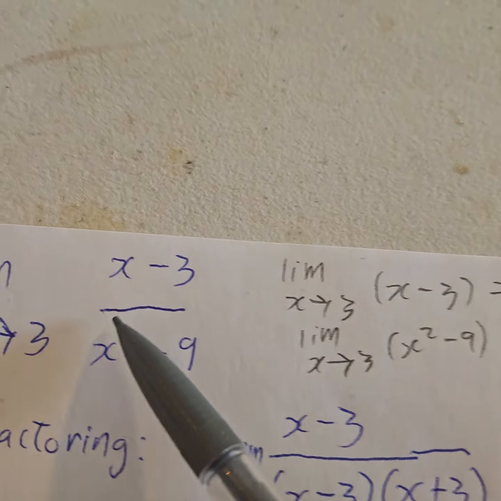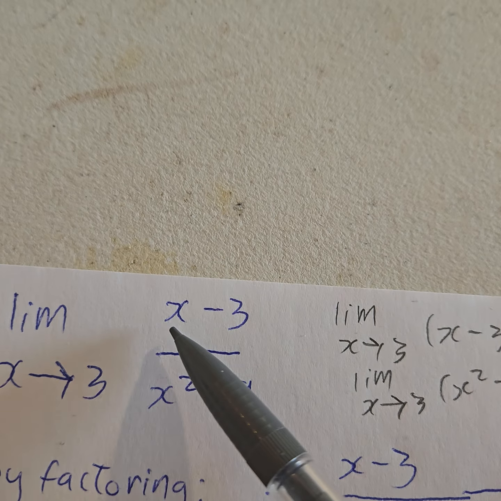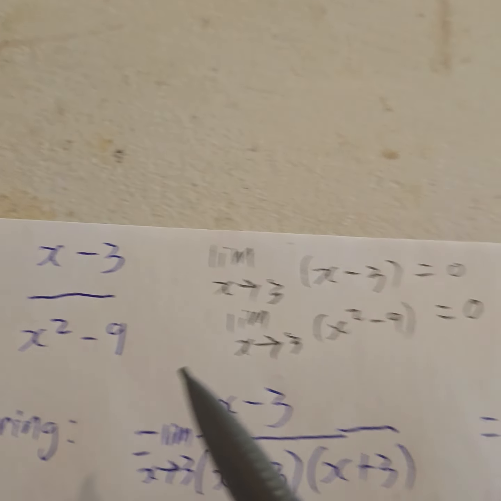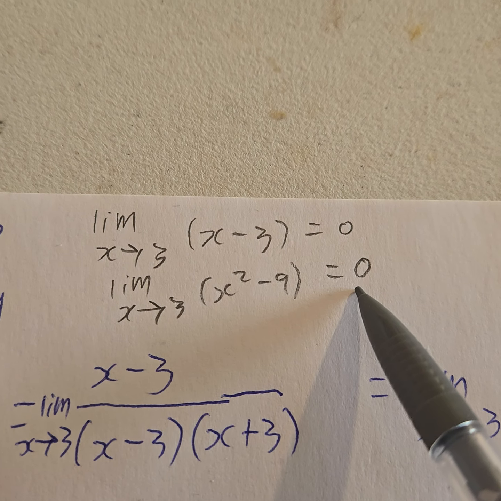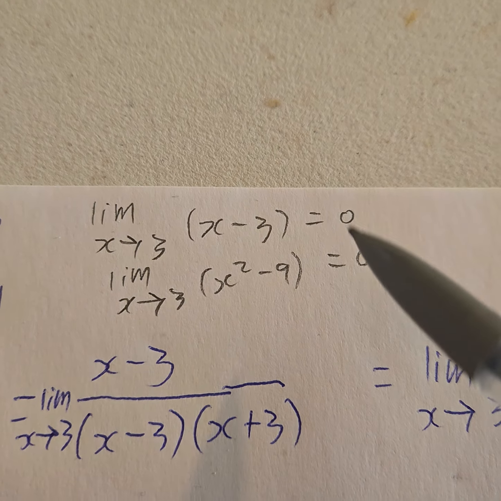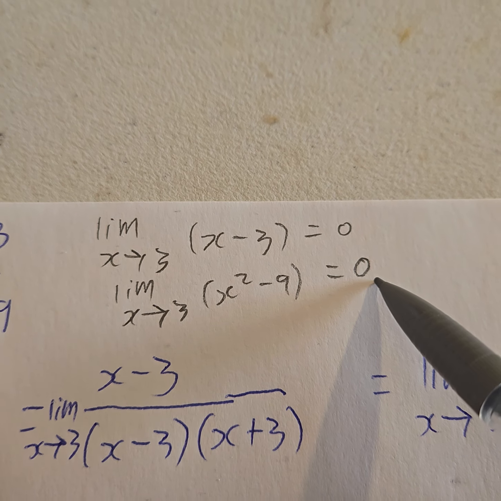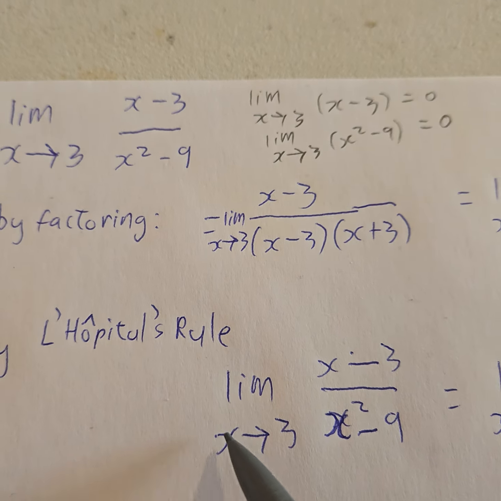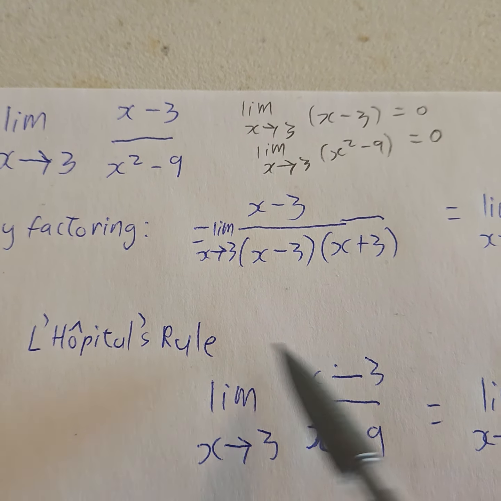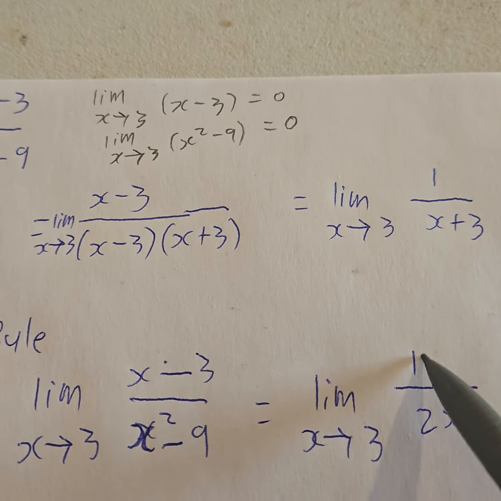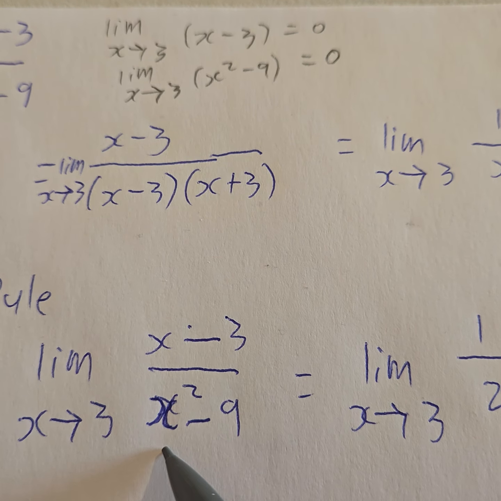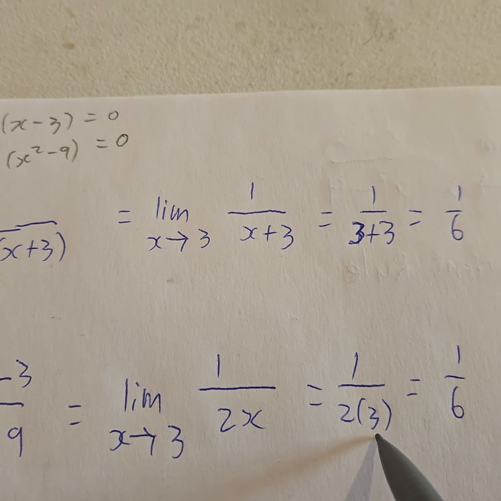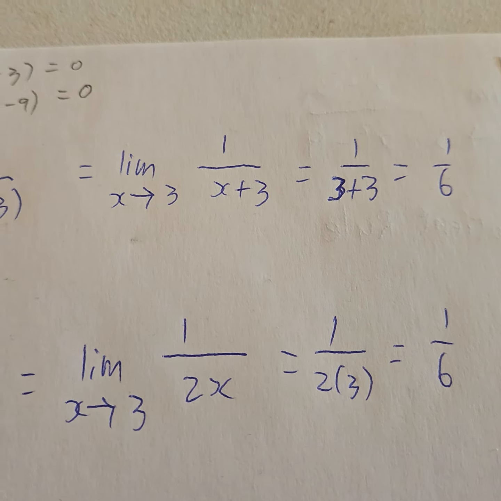What I do notice now is, as x goes towards 3, the top goes towards 0 and the bottom goes towards 0. And the rule is if the top and bottom both go towards 0 or plus or minus infinity, we can use L'Hopital's rule. So here's L'Hopital's rule. Here's that limit again. The top derivative is 1. The derivative of x squared minus 9 is just 2x. Plug the 3 in. It's 1 over 2 times 3, which equals 1 over 6.